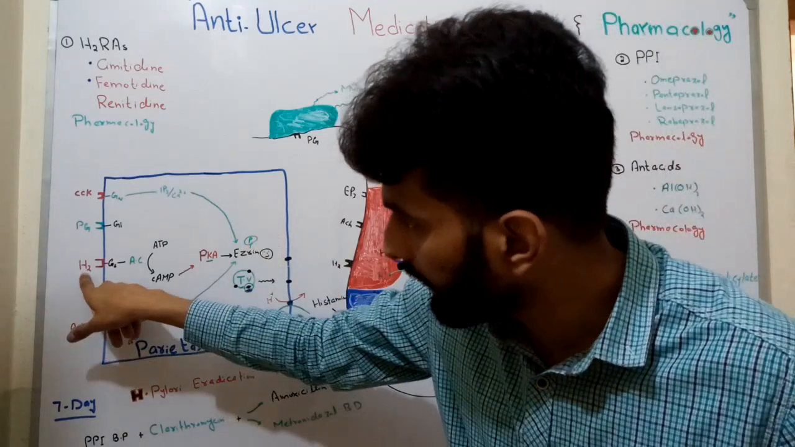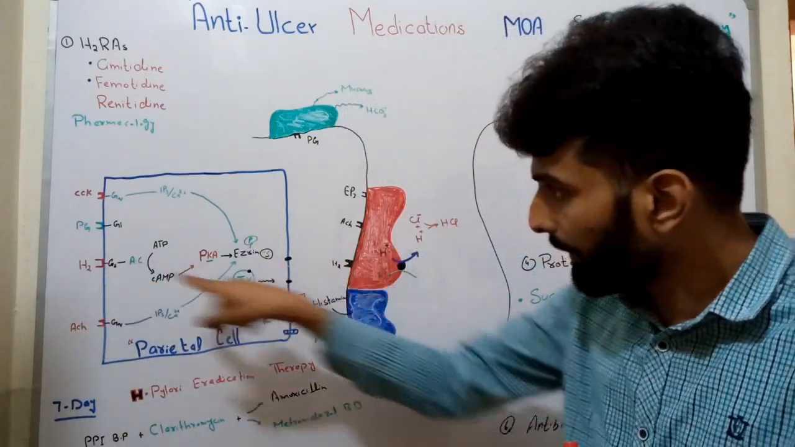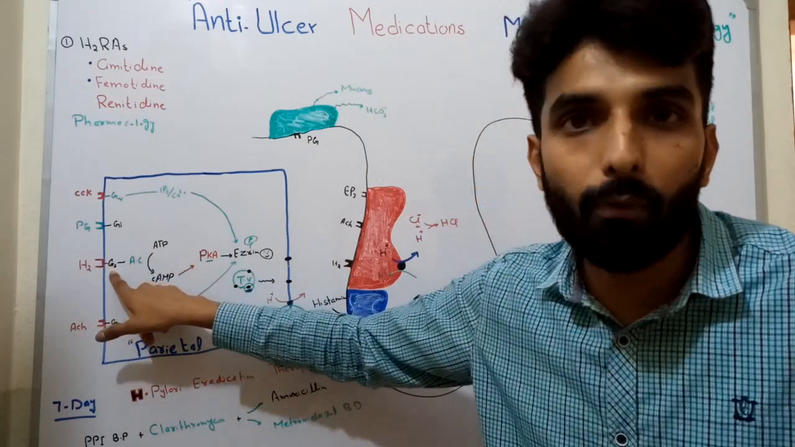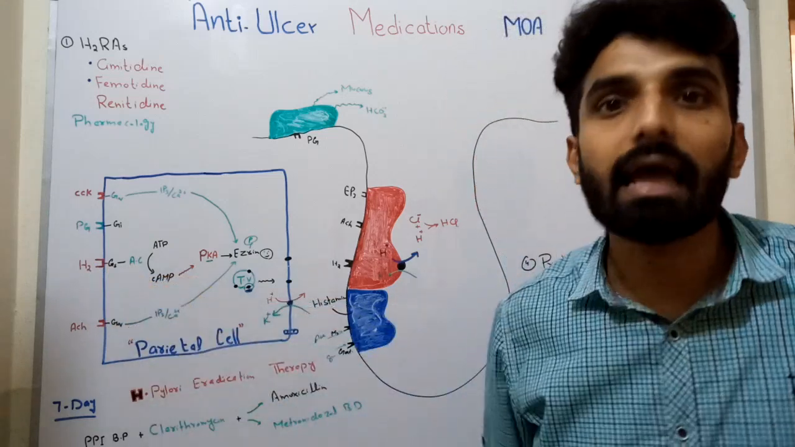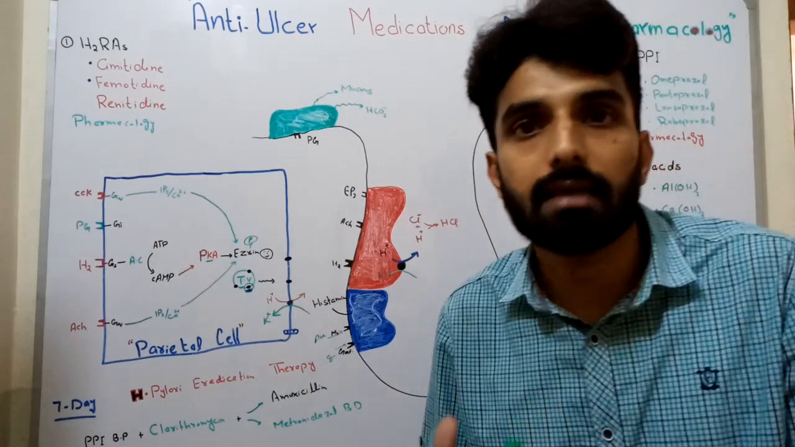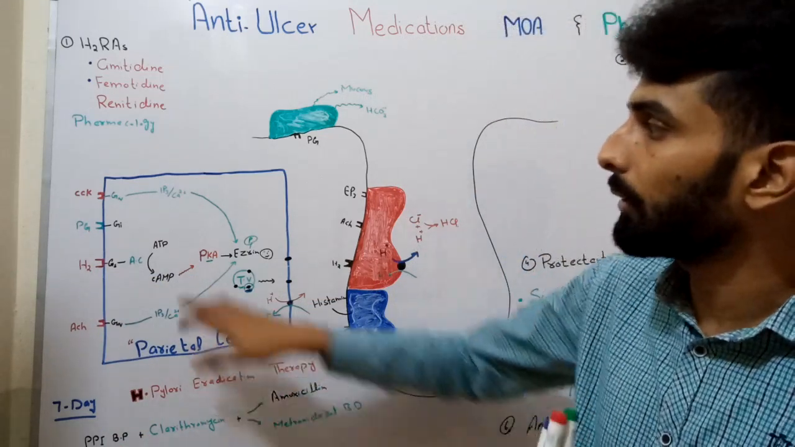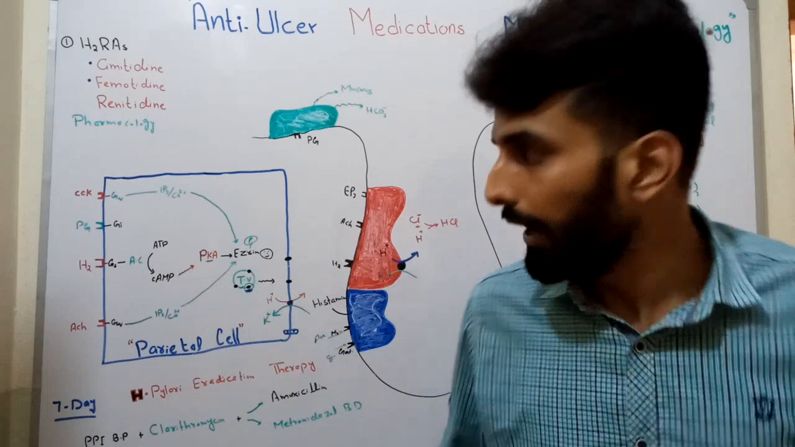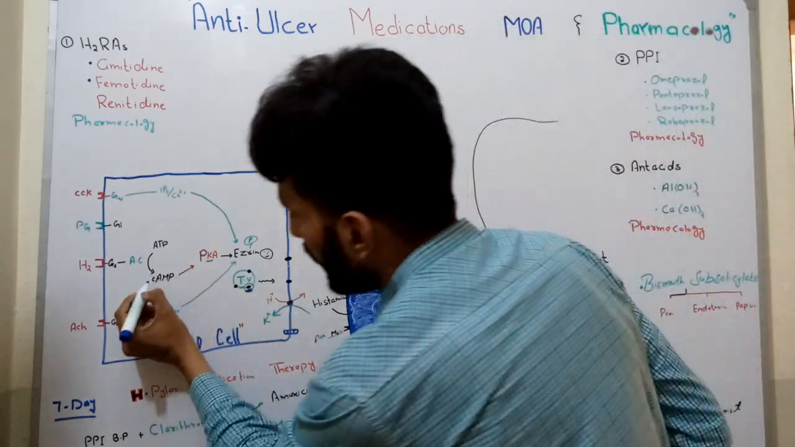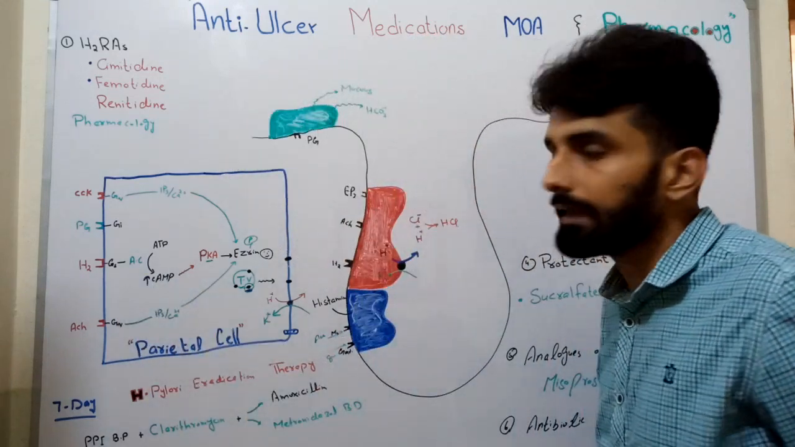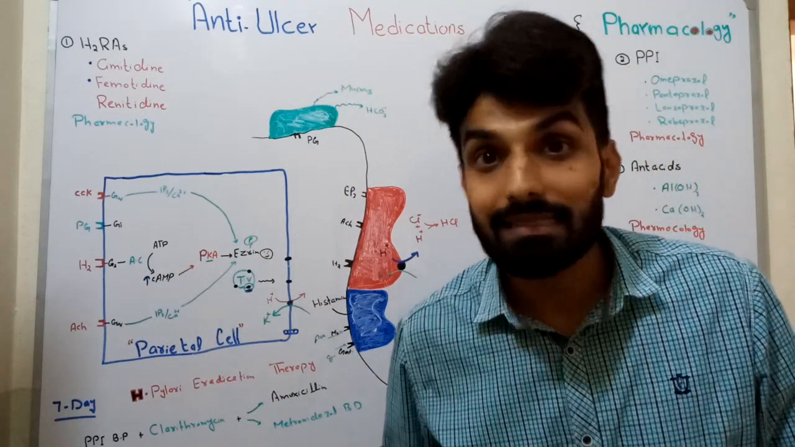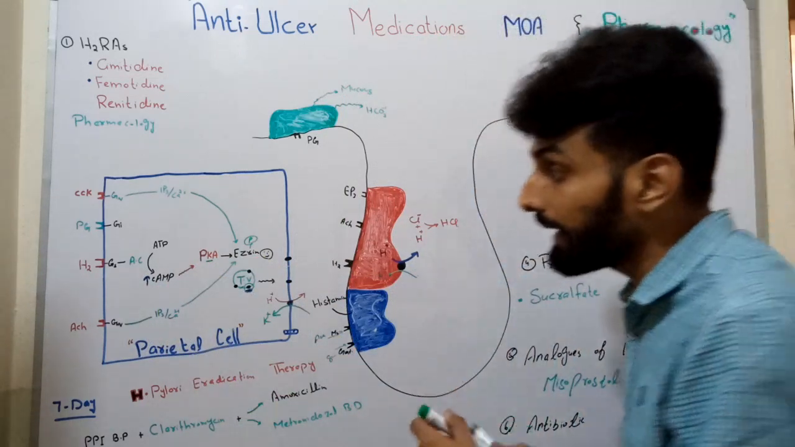When histamine acts on its H2 receptor on the parietal cell, what will happen? With the help of the G-stimulatory protein, Gs protein, the adenyl cyclase enzyme will be activated, and this enzyme is responsible for the conversion of adenosine triphosphate into cyclic AMP. So the cyclic AMP level will go up, and when it increases, it will activate protein kinase A.